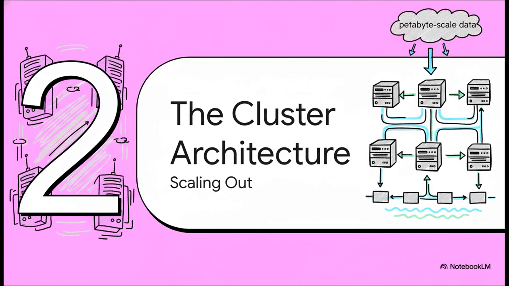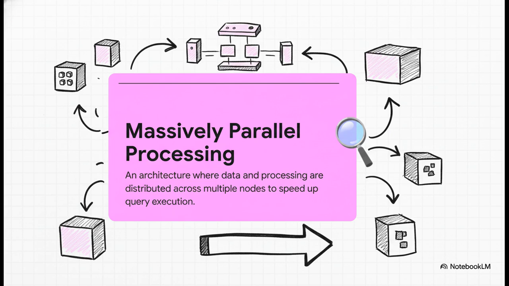Okay, let's get into the first big piece of the puzzle: the cluster architecture. How does Vertica actually scale out? I mean, you can't handle petabytes of data on just one server, right? So Vertica's answer is something called massively parallel processing, or MPP. So what is MPP? The core idea is basically divide and conquer.